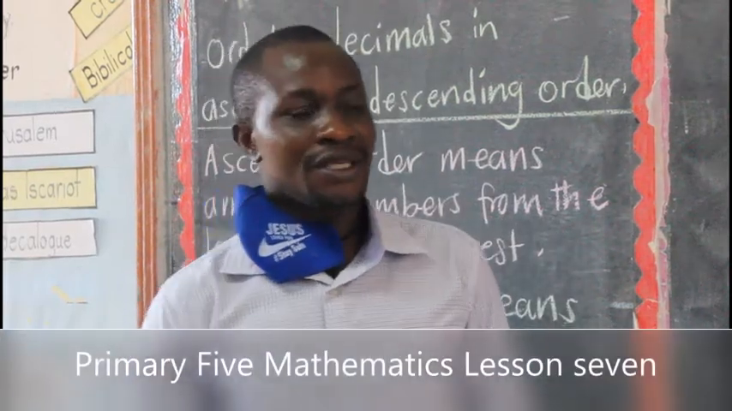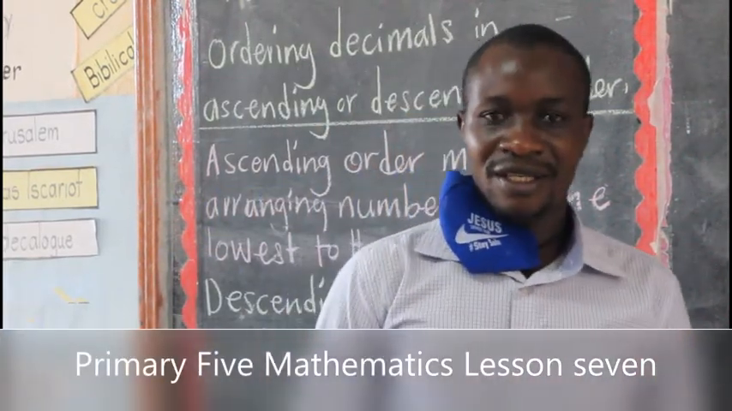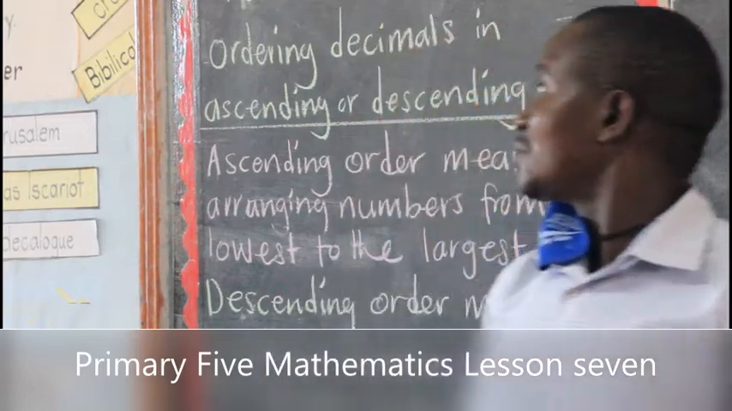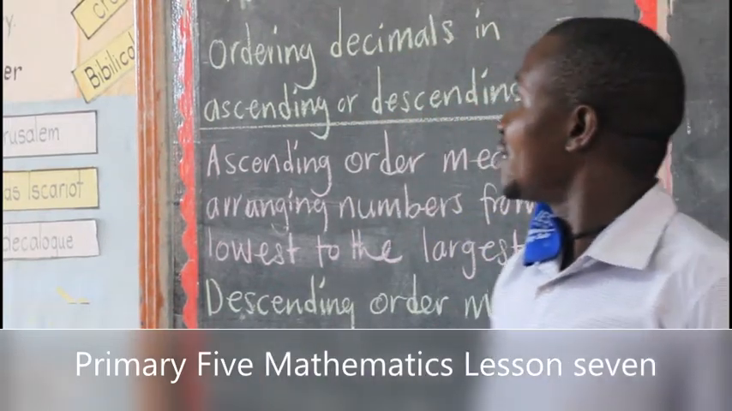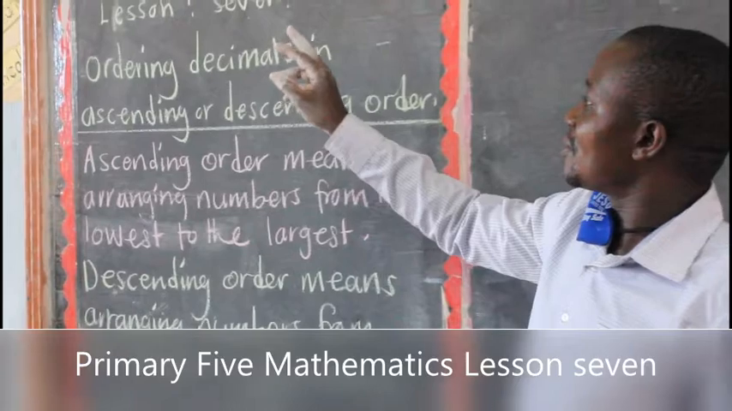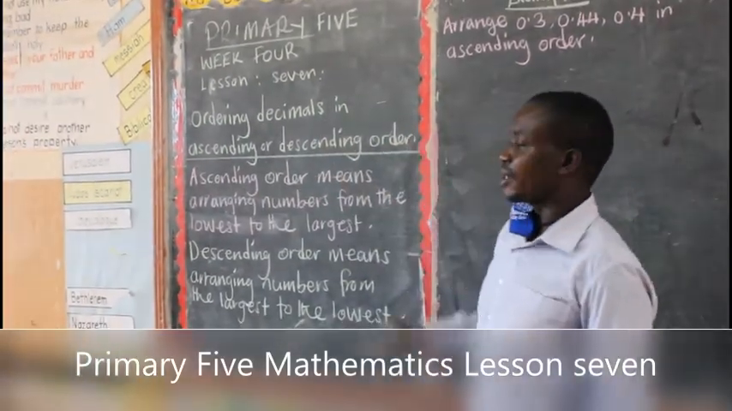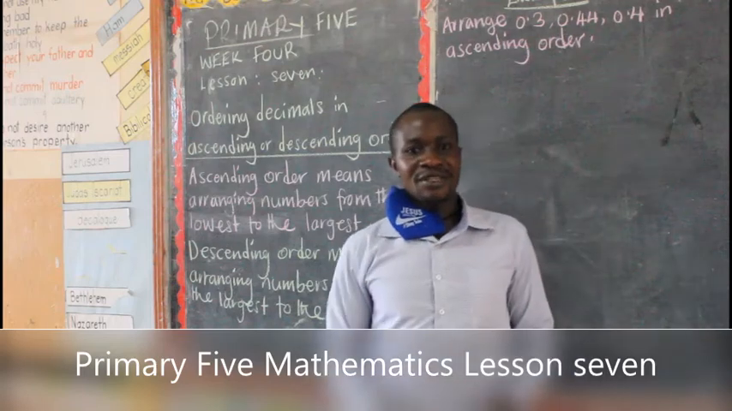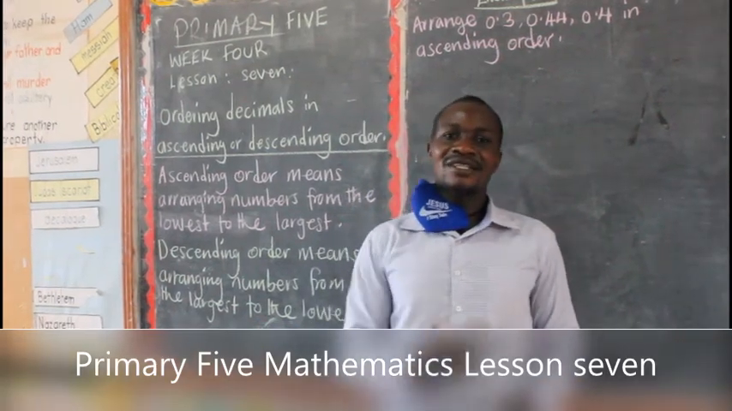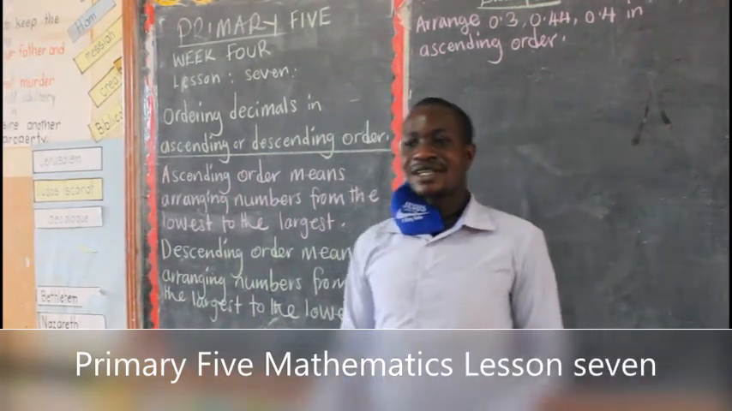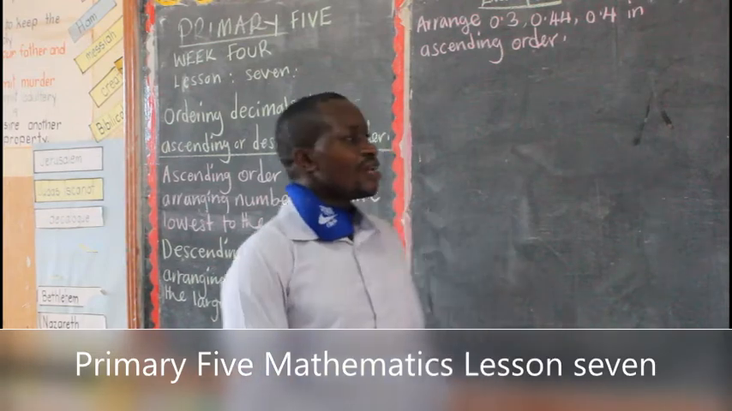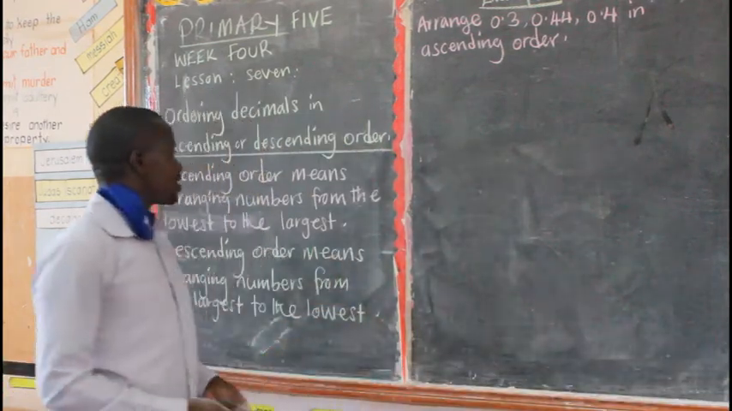Welcome to the fourth week of e-learning. In the fourth week, we are going to look at ordering decimals in ascending or descending order. So we are going to be arranging decimals either in ascending or in descending order. So we need to know the meaning of ascending and descending.